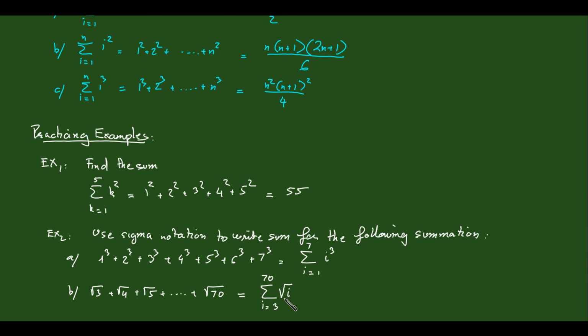We put square root of i, and because i is from 3 to 70, it will be 3, 4, 5, 6, 7, 8 up to 70, and the summation is when you add all the terms together. So it's very easy. This concept is very hard at higher levels, but it's not in pre-calculus, so don't worry. It's going to be very easy.